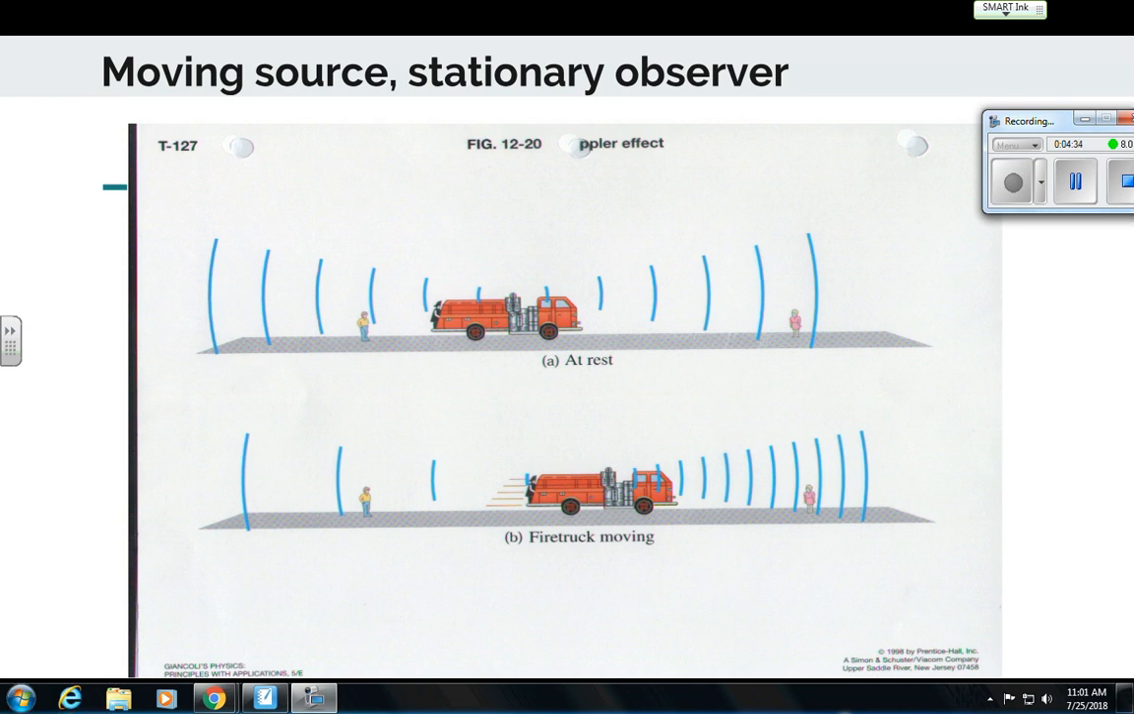But notice here, picture B, the fire truck is now moving. The fire truck is driving to the right, from left to right. That's the velocity of the truck, the source of the sound waves. And just by virtue of the fact that the truck is moving, the wavelengths of the waves in front of the truck get compressed. And therefore, the lady in pink is going to hear a wave with a higher frequency, since it has a smaller wavelength.